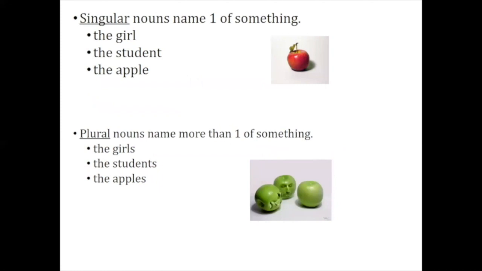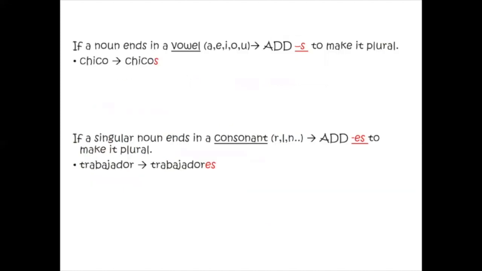The girl, the student, the apple. Plural nouns name more than one of something. The girls, the students, the apples. If a noun ends in a vowel, add S to make it plural. Ejemplo, chico, chicos. If a singular noun ends in a consonant, add ES to make it plural. Trabajador, trabajadores.